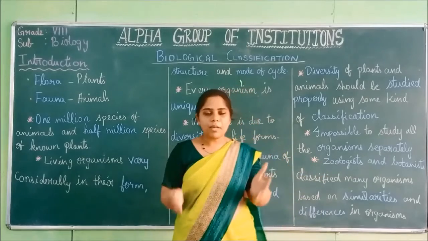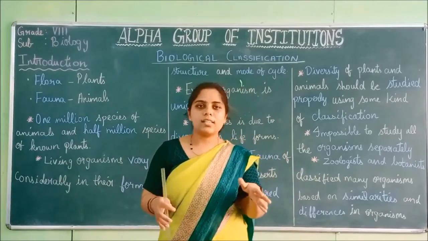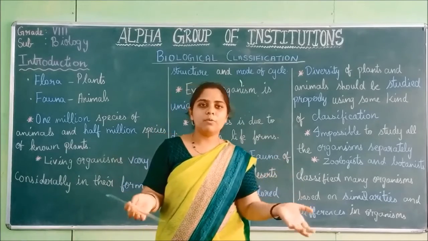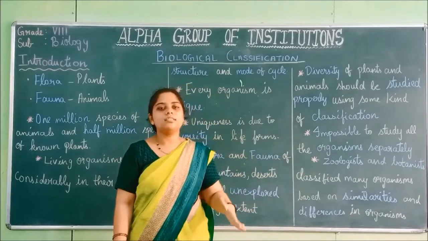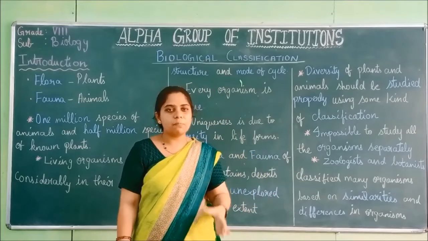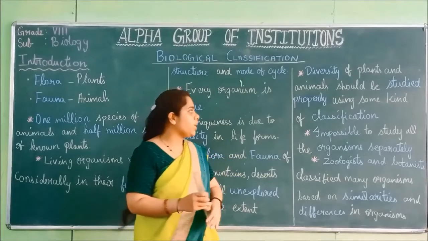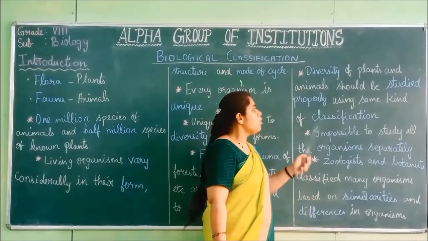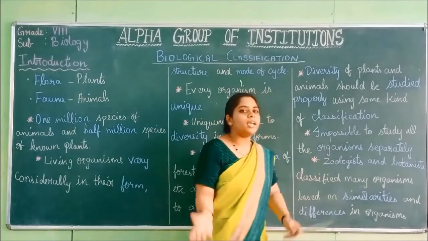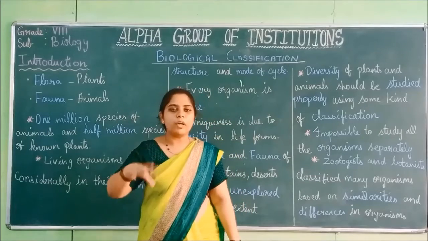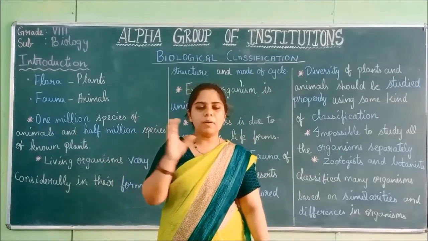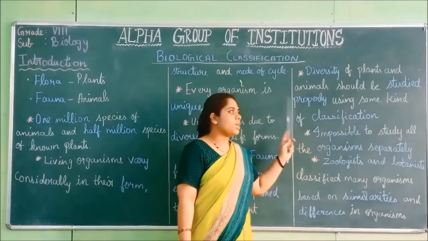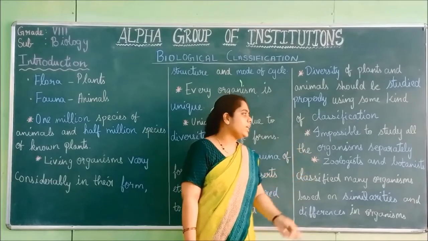Why? Because there are millions and millions of organisms on the earth. There are many plants, there are many animals. We cannot learn them one by one. So to avoid that difficulty only, we are using the classification. Many kinds of classification are there. So we are using the classification technique and learning all the organisms, grouping all the organisms under each group, and we are learning them together. So that is the main purpose of classification. Then only we can study them properly.